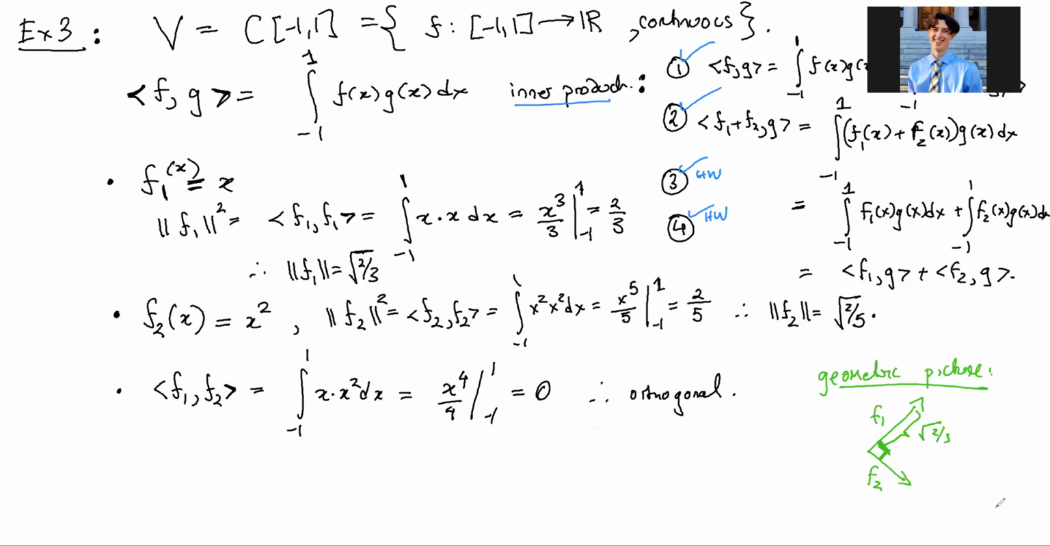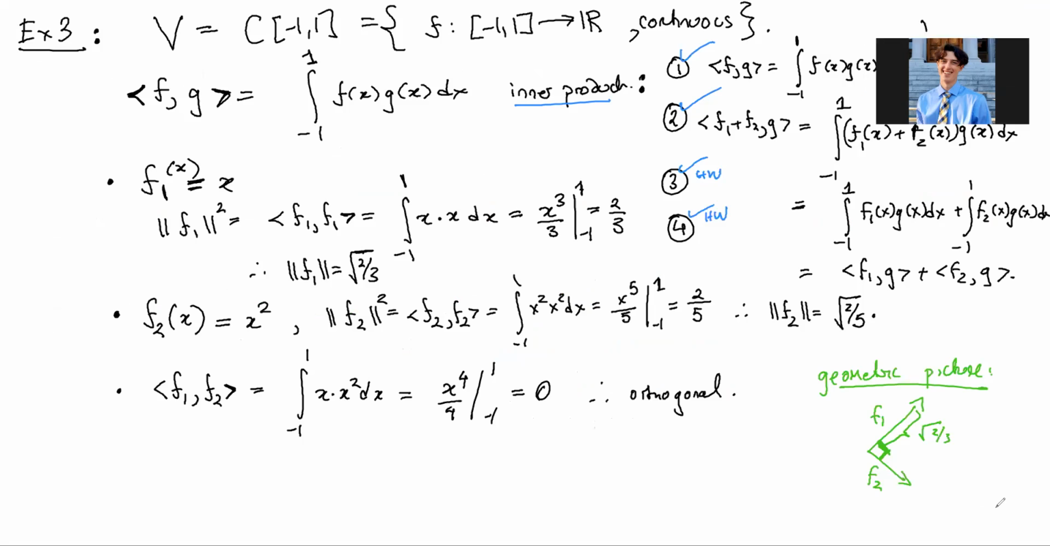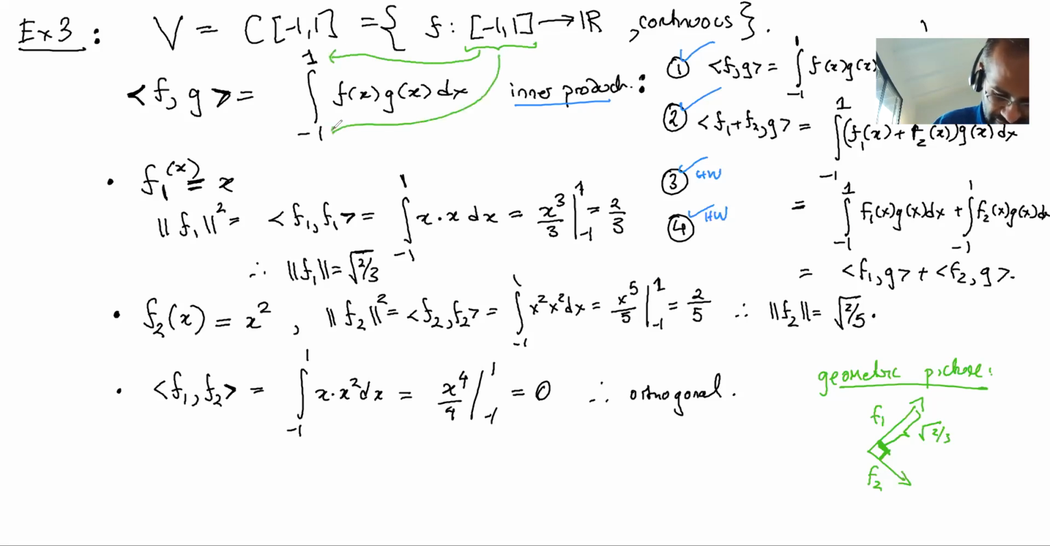Professor, I'm wondering, what does the -1, 1 mean? Like, what's that constraint right there? Well, the -1, 1 makes sense because my vector space is functions defined on this interval, right? So that's why it makes sense to integrate from -1 to 1, because the function is defined on that interval. I could have defined some other vector space and then the limits would have been different. But for this one, this is the natural thing to look at. Okay, thank you.